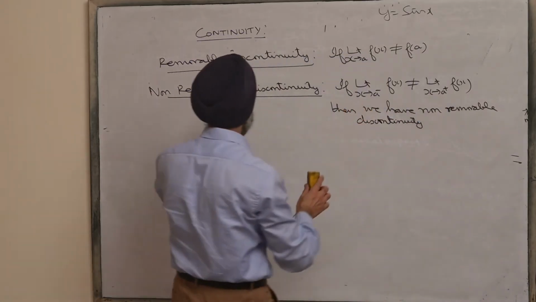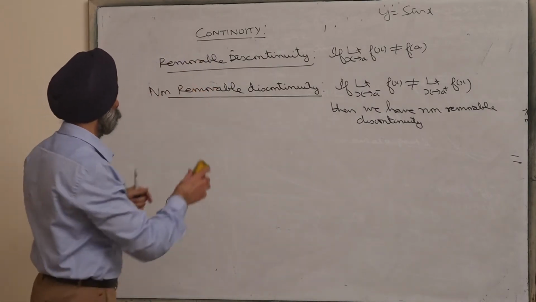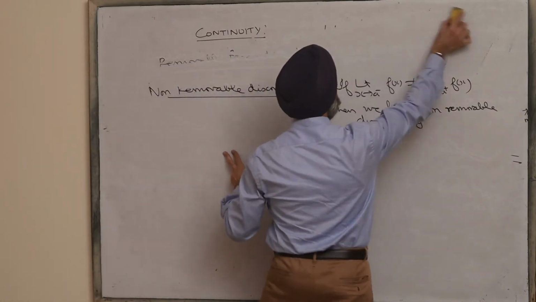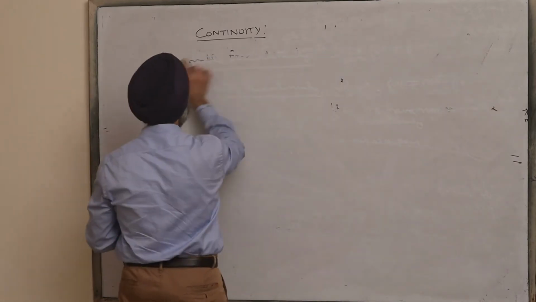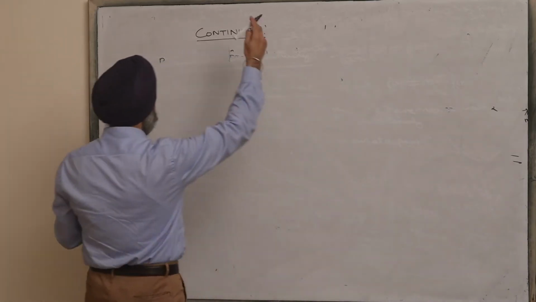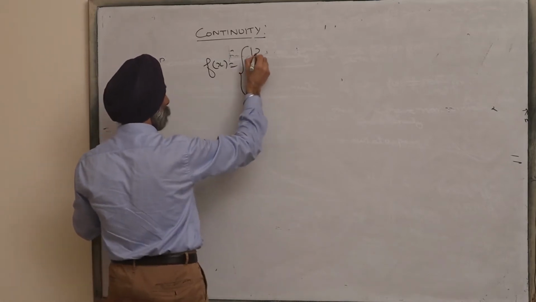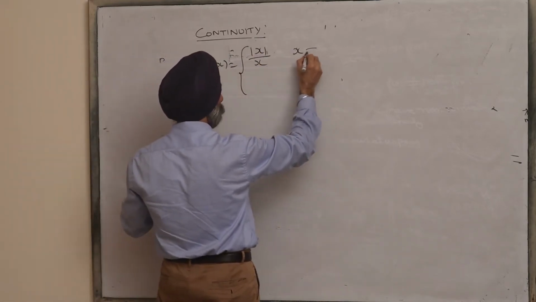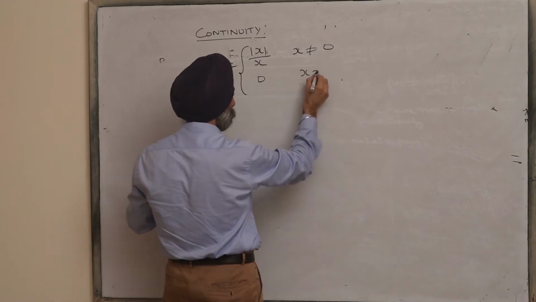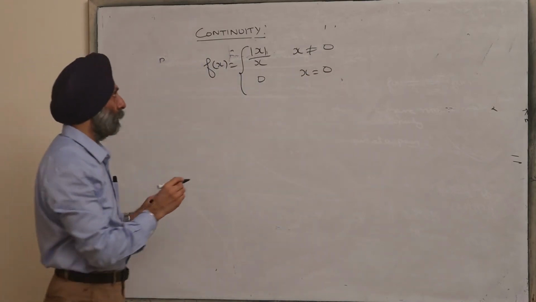Now, one by one, we will discuss all these questions or the applications of continuity here. So, first is discuss the continuity of the function f(x) equal to mod x over x for x not equal to 0 and is 0 when x is equal to 0. So we all know that this is your signum function here.